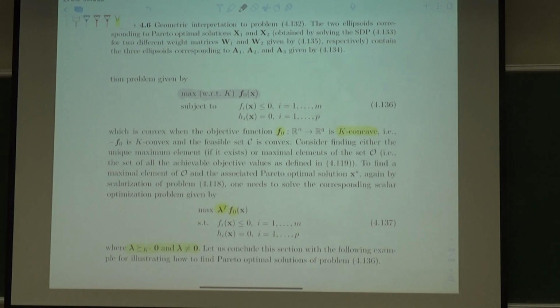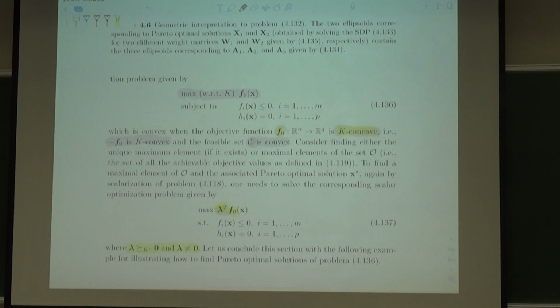Okay, then F0 now is K-concave, a vector or matrix. That means minus F0 is K convex, right? Because the feasible set is convex. Again, through the above, you say to find a maximal point.